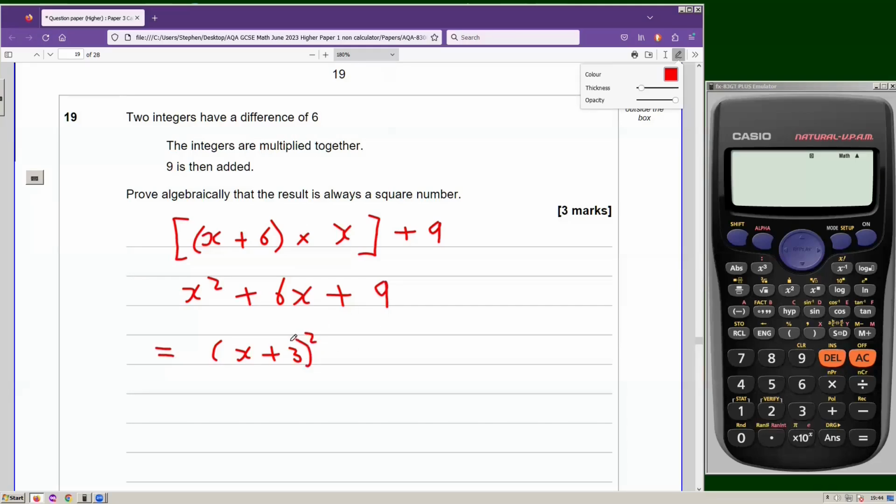Yes, because 3 3s are 9. Square the first term, x squared. Square the second term, 9. Twice the product of the two, 3x. Two of them is 6x, so that's what that comes to.